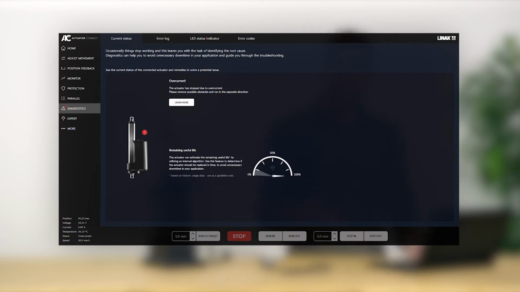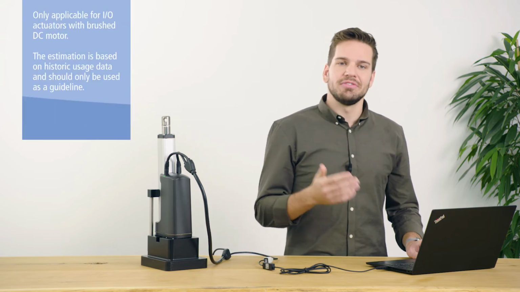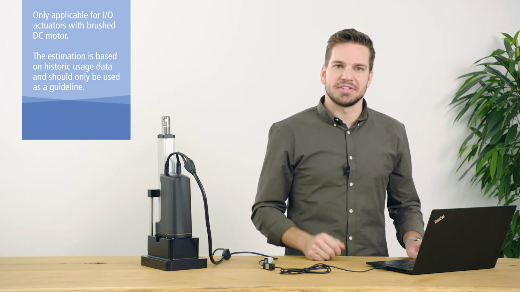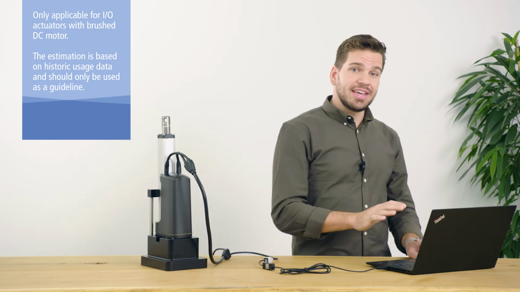In the Current Status tab, the actuator can also estimate its remaining useful life by utilizing an internal algorithm. You can use this feature to determine if the actuator should be replaced soon and avoid unnecessary downtime in your application. Directly in Actuator Connect, you can also view an error log.